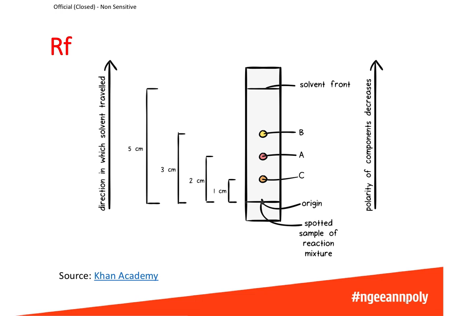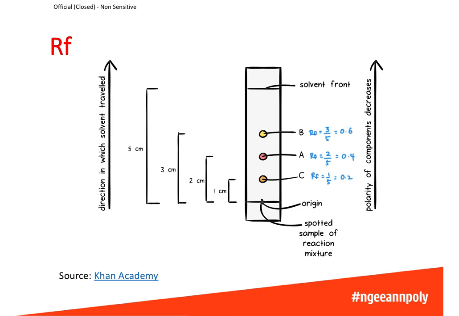Let's use this diagram to do some practice of calculating RF values. For compound C, the compound has traveled 1 cm compared to the solvent front of 5 cm, so the RF value would be 1 divided by 5, which is 0.2. For compound A, the distance traveled is 2 cm compared to the solvent front 5 cm, so the RF value would be 2 divided by 5 equals 0.4. And for compound B, the RF value would be the 3 centimeters that it has traveled divided by 5 cm for the solvent front, and therefore the RF value would be 0.6.